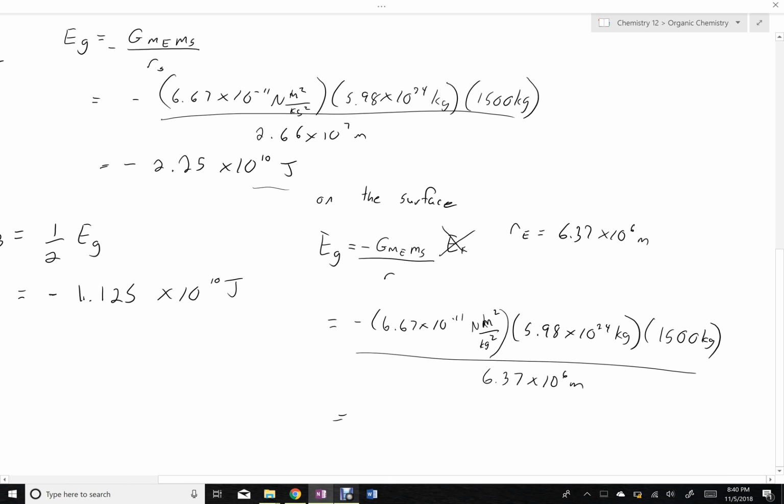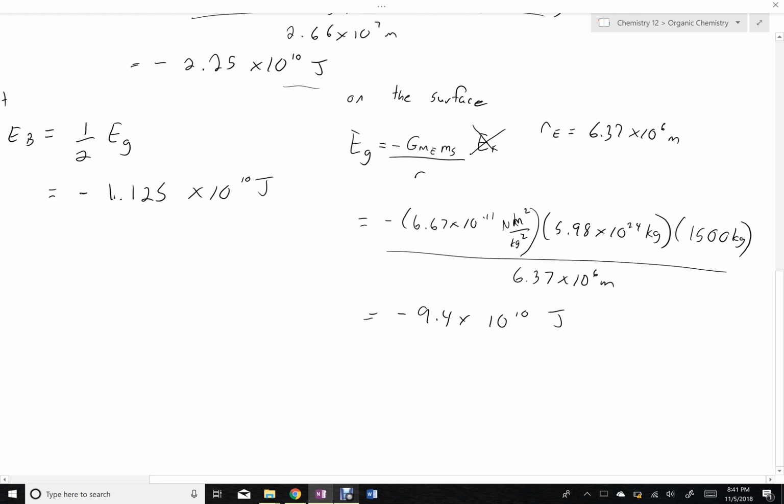So 6.67 exponent negative 11 times 5.98 exponent 24 times 1,500 divided by 6.37 exponent 6. And I get negative 9.4 times 10 to the 10 joules. I'm just going to do that one more time. Yep, that looks right. Okay.